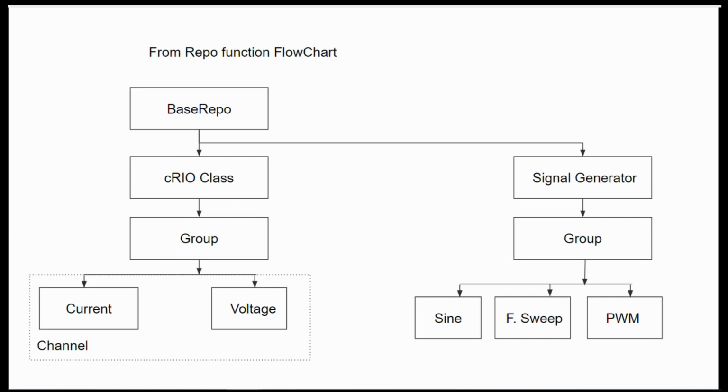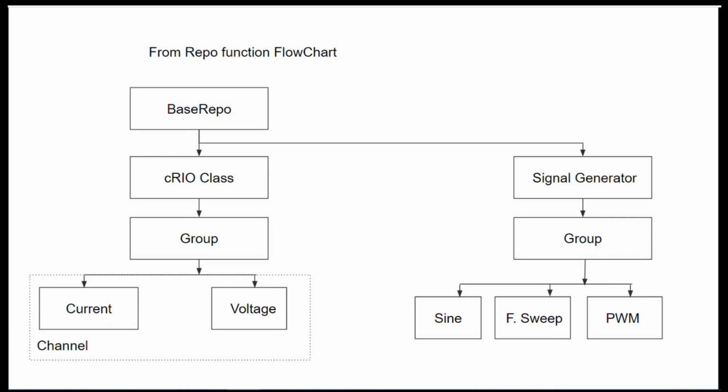So it starts with the base repo. You go to the Cerio class, and then you have the group, and then you have two channels, current and voltage. Current and voltage both inherit from the channel class, so they don't have independent data even. Their data is shared, the common channel class data. They just have their own implementations of initialize and I think one more VI. But yeah, the flow of data is quite linear.